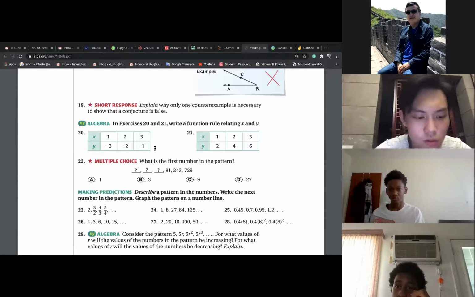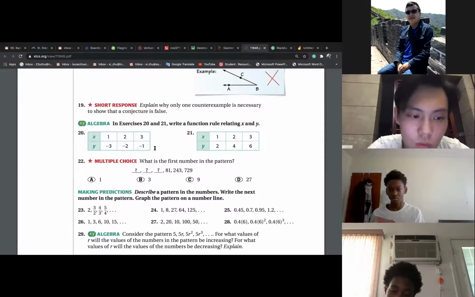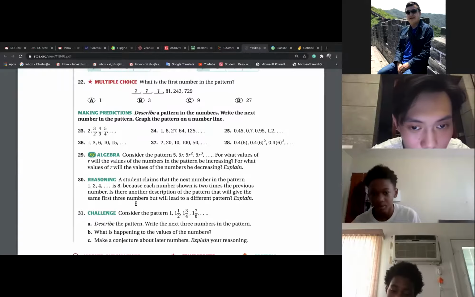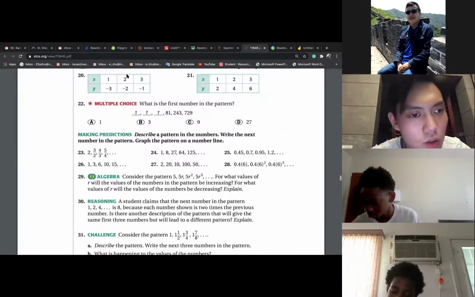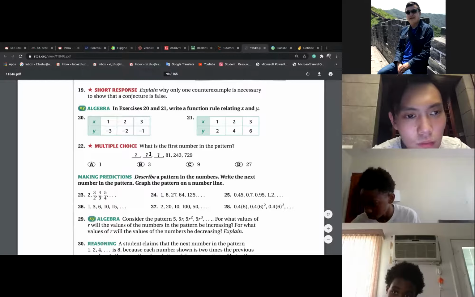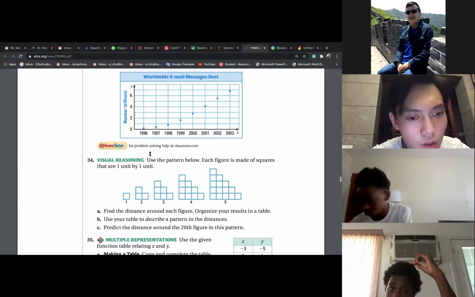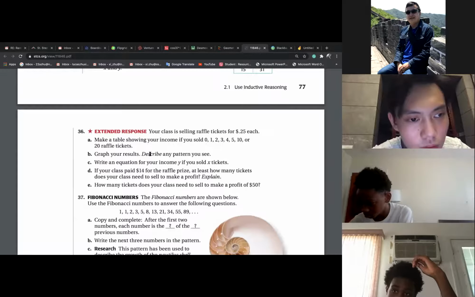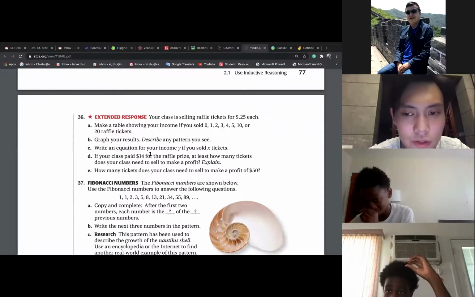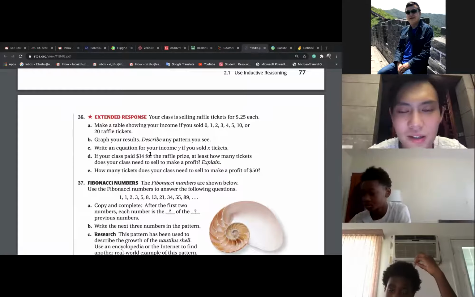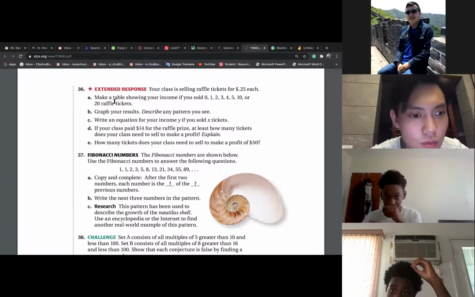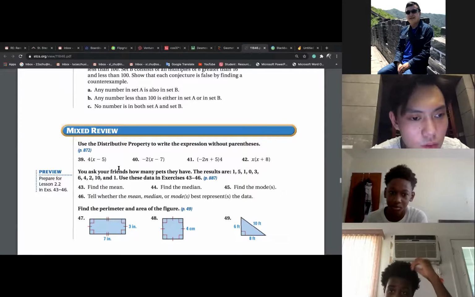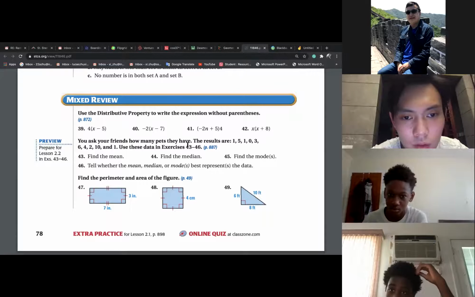Page 76, question 22. And also page 76. Oh yeah, 76, my bad. Yep, and question 22. This one is multiple choice. Honestly, those are not hard. For those parts you have to write a lot of stuff. It's not only calculation anymore. It's more about writing things down and proving things. So, extended challenge. You'll find how many pets you have. Find the mean, find the median, find the mode.